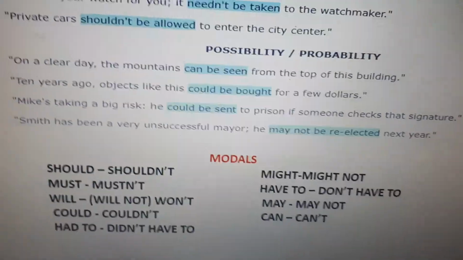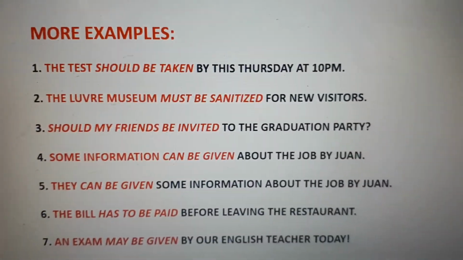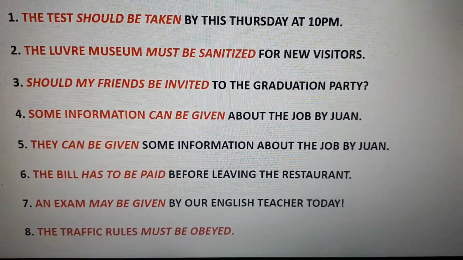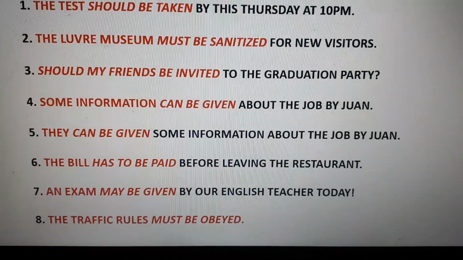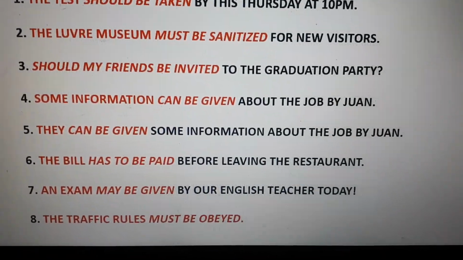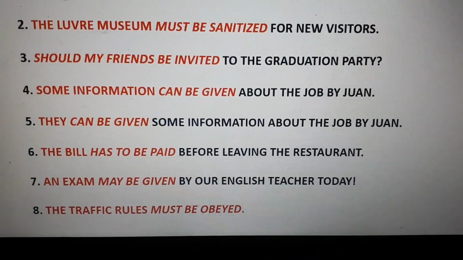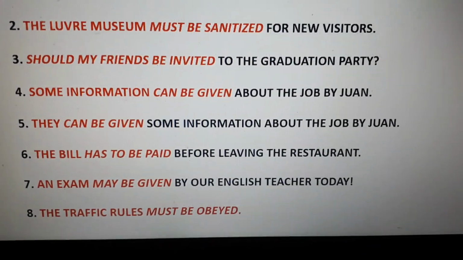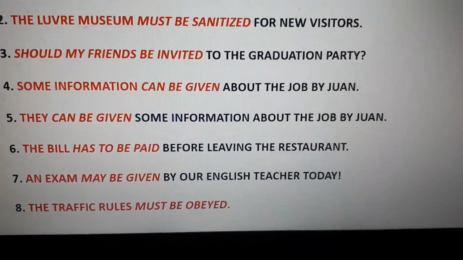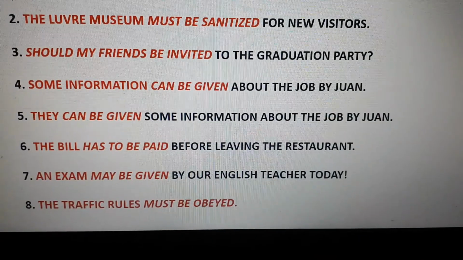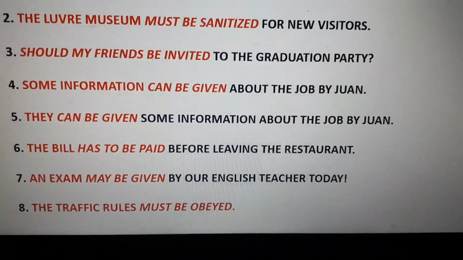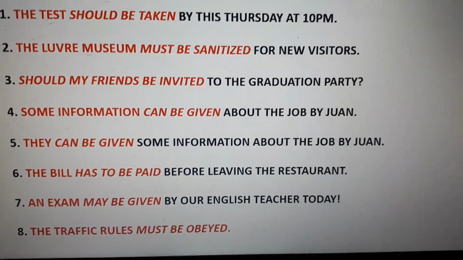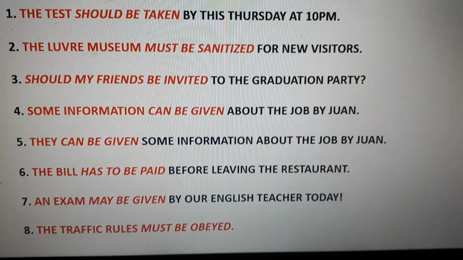And then we have more examples. The test should be taken by this Thursday at 10 p.m. The Louvre Museum must be sanitized for new visitors. Should my friends be invited to the graduation party? Some information can be given about the job by Juan. They can be given some information about the job by Juan. So you can say it in different ways, okay? What is important is the auxiliary, depending on what we're going to use, should or can, etc.